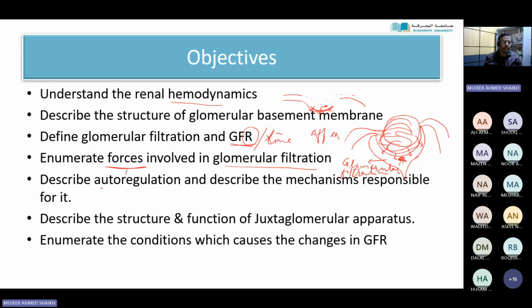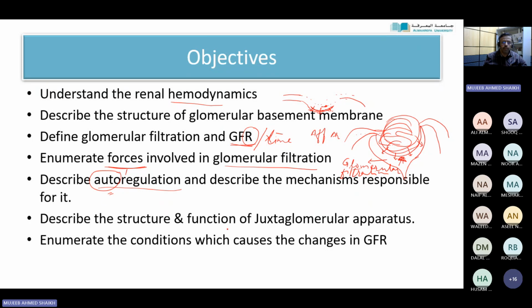And then how it is regulated automatically. Autoregulation means nothing comes from outside. All the filtration will be regulated on its own. If there is a decrease, it will automatically increase. If there is an increase, it will automatically decrease. This is called autoregulation, regulation within the organ. So how this glomerular filtration is regulated on its own, we will see.